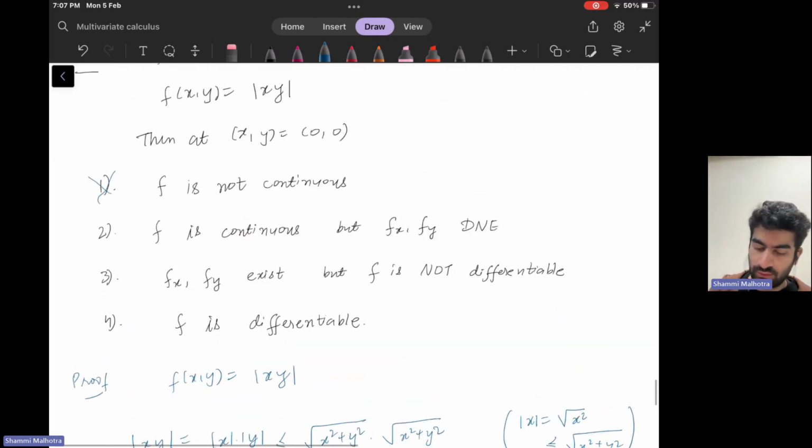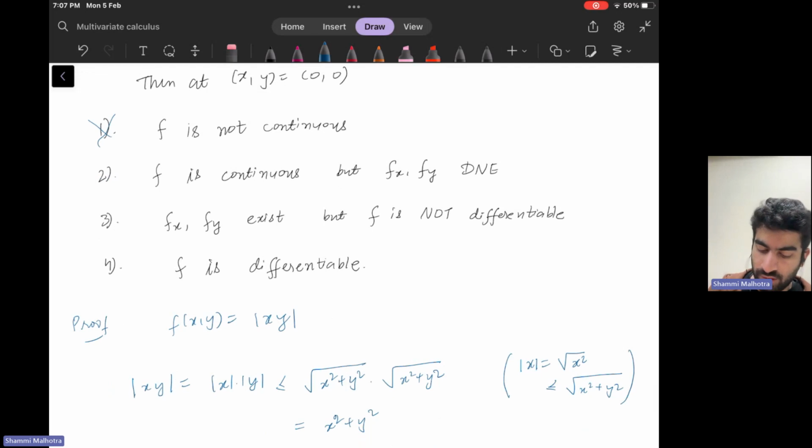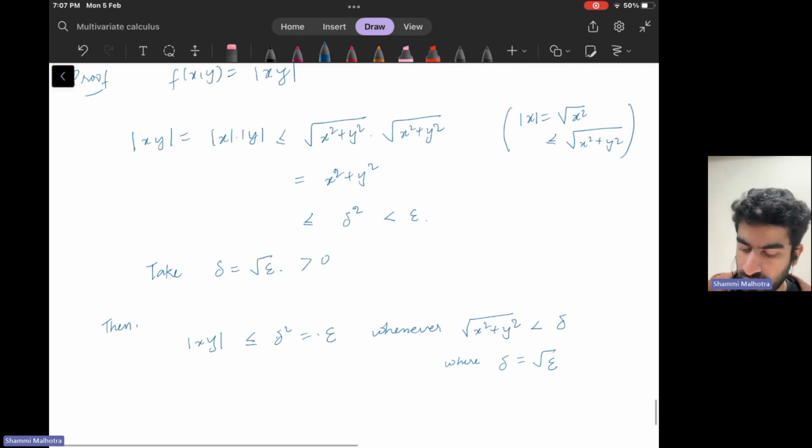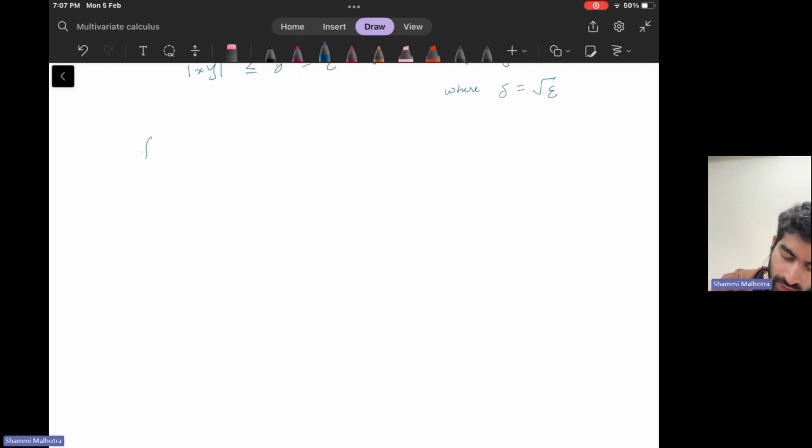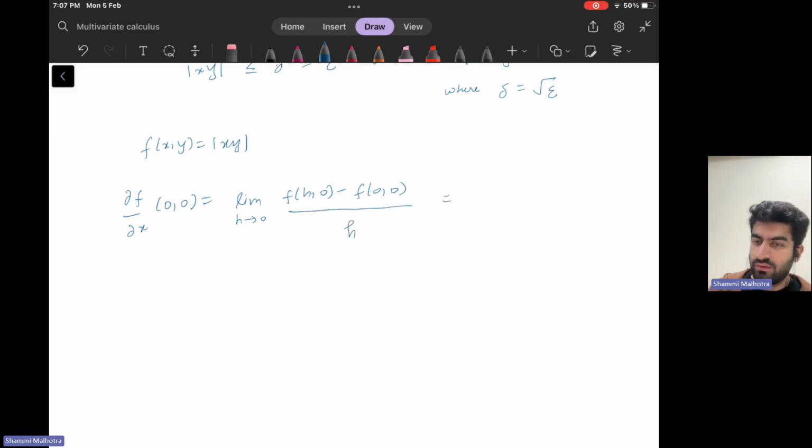The function is continuous. So the second option could be a possibility, but they are saying the partial derivatives don't exist. So let's try to calculate the partial derivatives with respect to x and y of this function. Again, the function f(x,y) is given as mod xy. Then del f by del x at 0, 0 will be the limit h tending towards 0 of f(h, 0) minus f(0, 0), whole divided by h. Now what is f(h, 0)? This is 0 only, right? So this is the limit h tending towards 0 of 0 minus 0 by h.